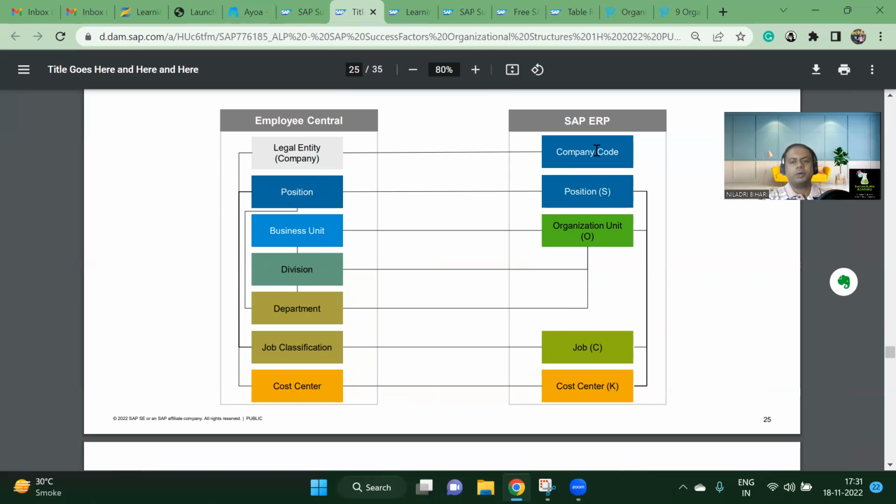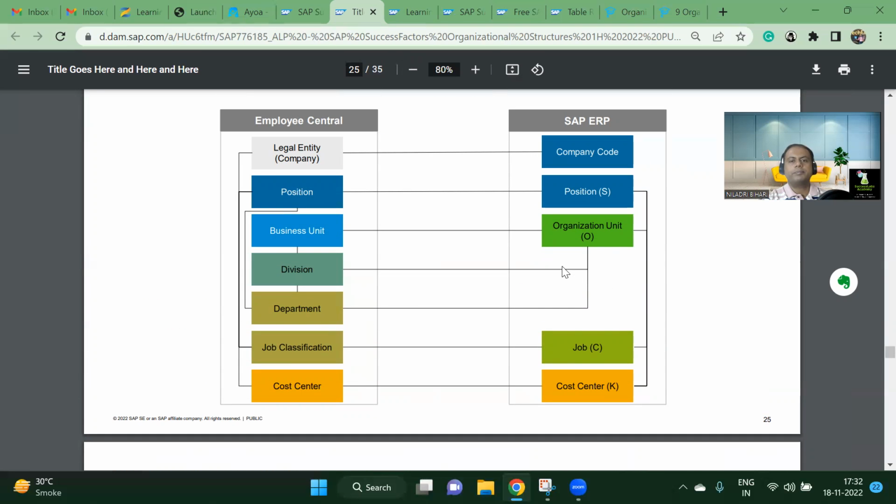Legal entity to company code is again the easy one. Job classification is jobs. Cost center is again a direct mapping. The only difference we find is what we used to call an org unit in the OM module; here it is three components. We have a business unit, division, and department. But in the OMP structure, if you remember, in SAP ERP HCM everything was only OM or org unit. Whether it was a business unit, division, or department, it was an object O only. So that's the key difference.